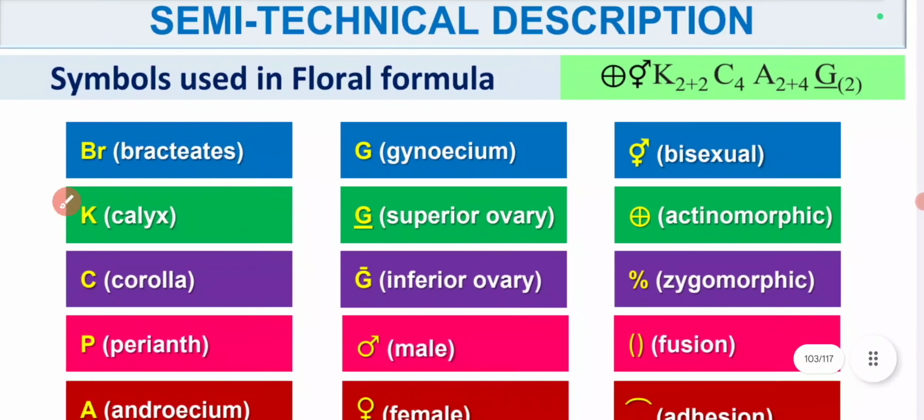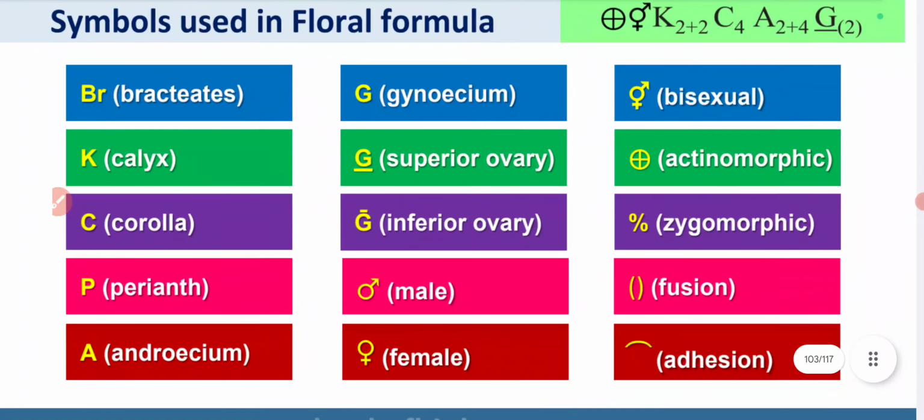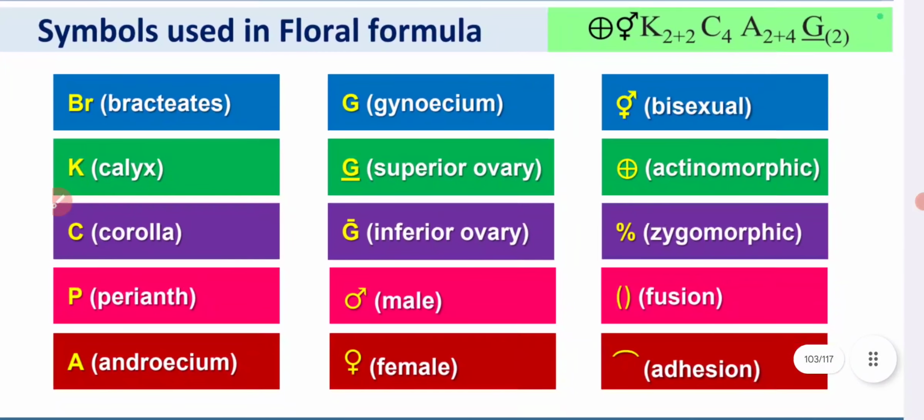You can see the symbols used in the floral formula. If the symbol Br is there, then bracteate, bracts are present, or Ebr for ebracteate. Bract, what is a bract? As we already discussed, what is a bract? K represents the calyx, C represents the corolla, capital P represents the perianth, capital A represents androecium, capital G represents gynoecium, and G with a small underline below it is called superior ovary. G with a small line on it is called inferior ovary.